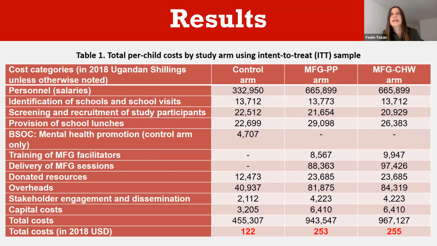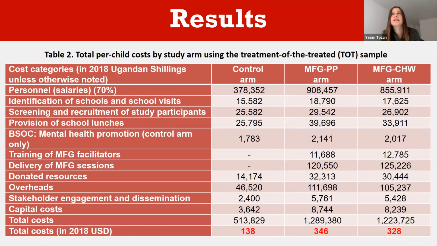You can see that here the personnel expenses were the major key driver of program costs, and that's basically a result of the training efforts for the parent peers and CHWs and the intensive supervision provided during the intervention, as well as the monitoring, evaluation, and quality assurance of the intervention. So it was quite a human resource intensive intervention.